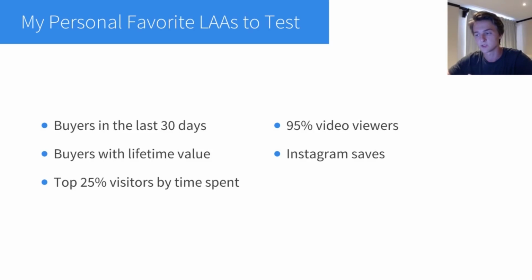Another one is 95% video viewers. I really like that one, especially because it's easy to get enough video views to build a 95% video viewers custom audience. So this is one of the first lookalike audiences that you can test, and that usually does really well. And lastly is Instagram saves. Especially if you're doing some influencer marketing on Instagram, building a lookalike audience of your Instagram saves will usually perform really well.